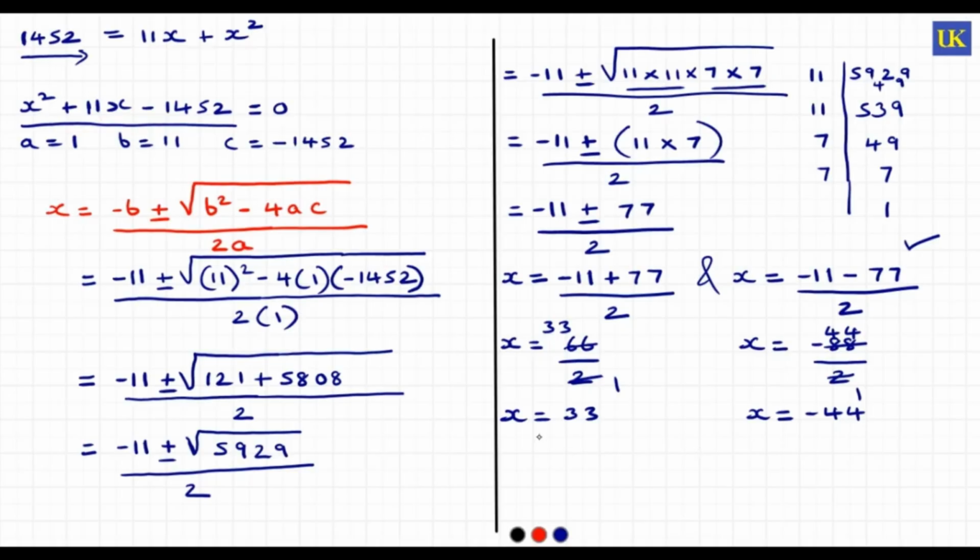Now x is what, guys? x is the speed of the passenger train, and speed cannot be negative. Therefore this will become correct and this will become wrong. So therefore we will say that x is equal to 33 is the value, is correct.